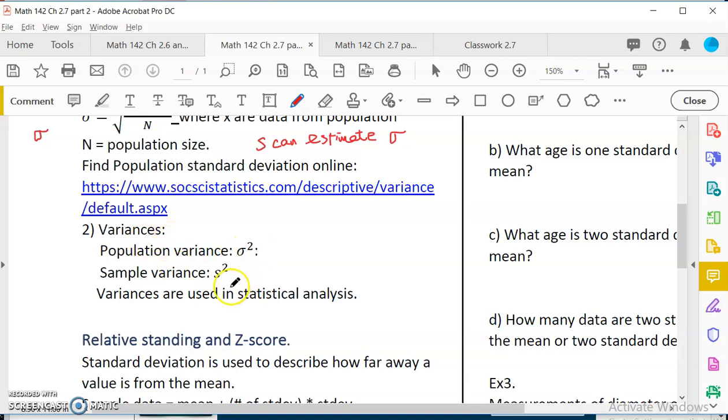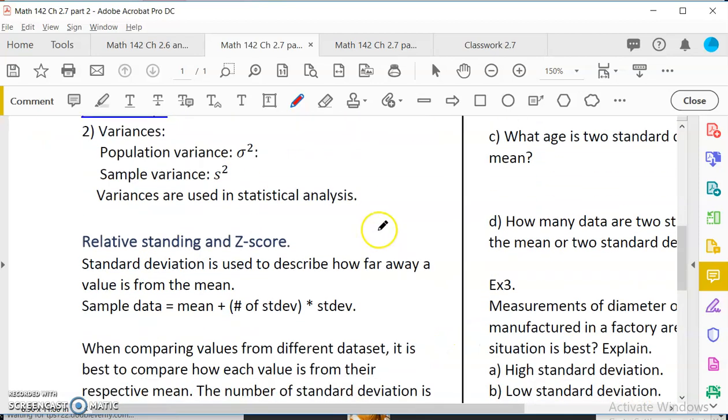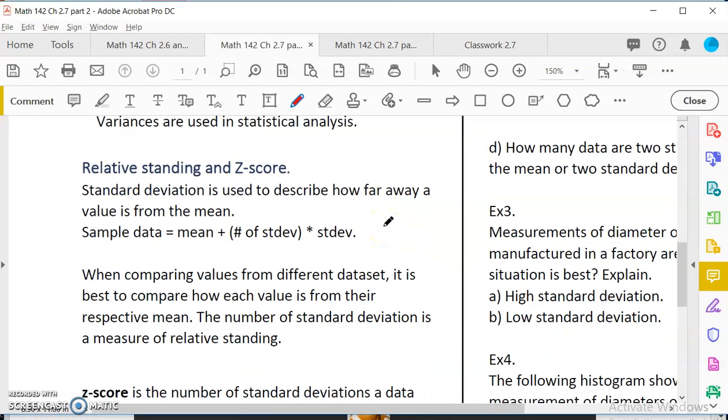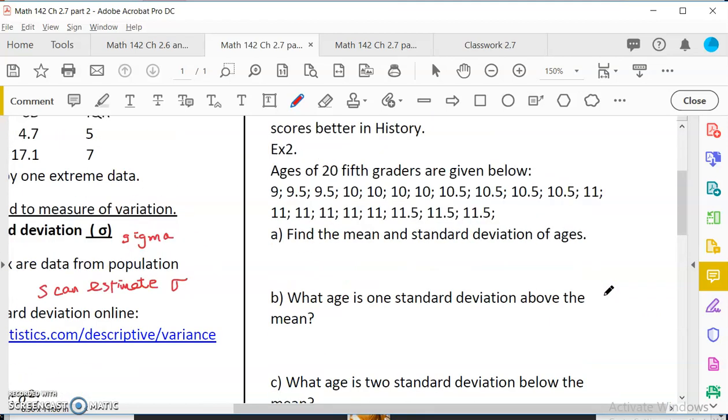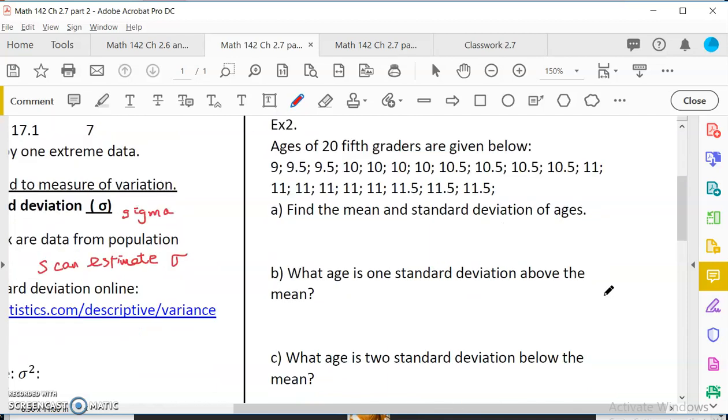It's called variance. What are they used for? They are used for statistical analysis. By the time we hit chapter 5, you understand why we need this too. So they are there for statistical analysis, not for measuring variation. Before we go into something called C-score, I'm going to do some examples on finding standard deviation, and also for you to understand what is the use of standard deviations.